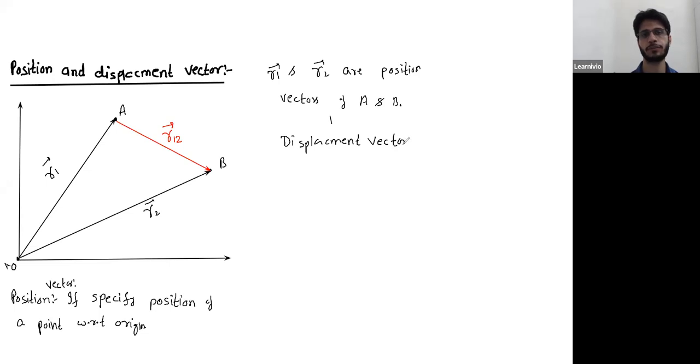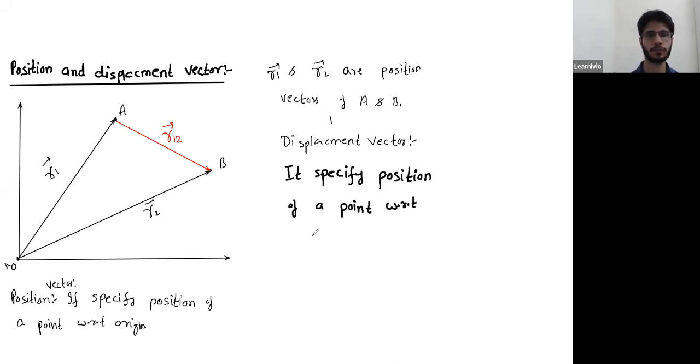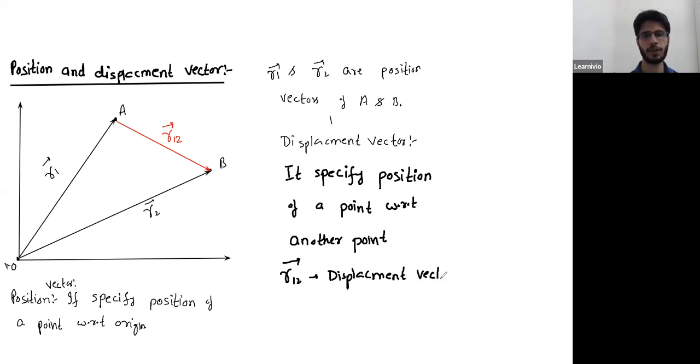If I take a displacement vector, it specifies the position of a point with respect to another point. So I need a vector which can specify the position of a point with respect to another point. That vector is the displacement vector. So here R12 is a displacement vector from A to B. Since it is from R1 to R2, that's why I'm calling it R12.